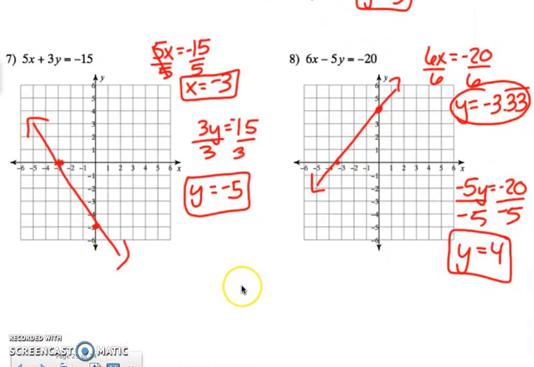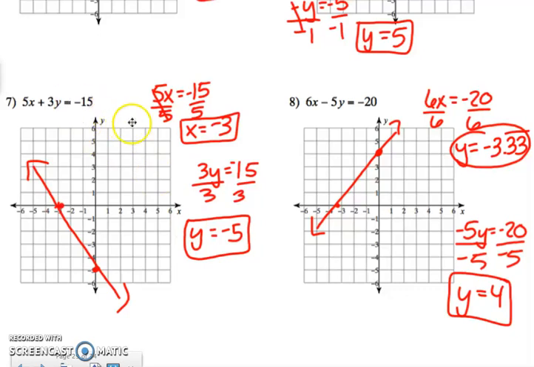On number 7, I got 5x equals negative 15 for my x-intercept, and I got negative 3 for my answer. So I went to negative 3 on the x. For the y, I divided by 3 and got negative 5, so I went to negative 5, connected my 2 points, and got that line.